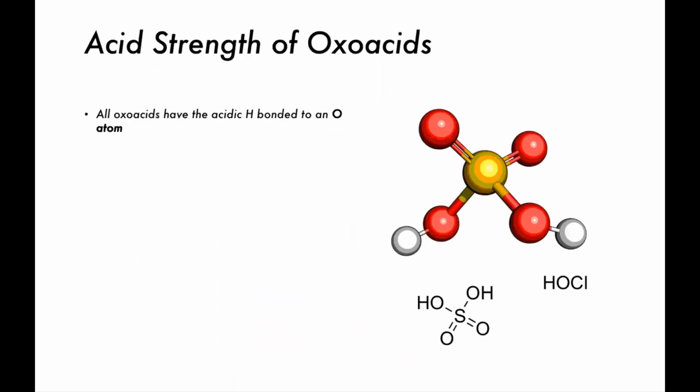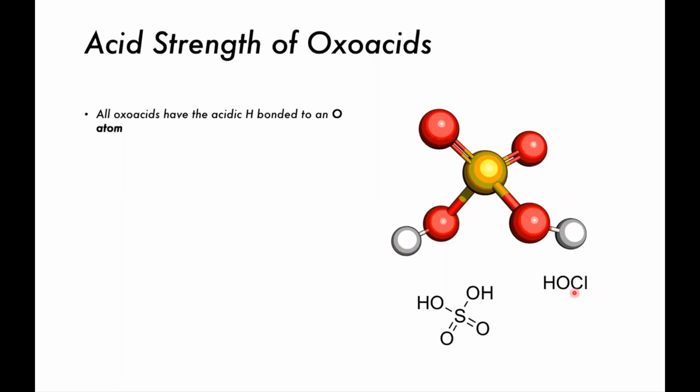Acid strength of oxo acids then. So oxo acids we talked about before. So oxo acids are strong acids if the difference between the number of oxygens and the number of hydrogens is 2 or more, and they're weak acids if it's less. So here we have on the right-hand side, this is sulfuric acid. So we can see 1, 2, 3, 4 red oxygen atoms and 2 white hydrogen atoms surrounding a central sulfur, yellow. So there are 4 oxygens and there are 2 hydrogens. So that means there's a difference of 2. So this is a strong oxo acid.